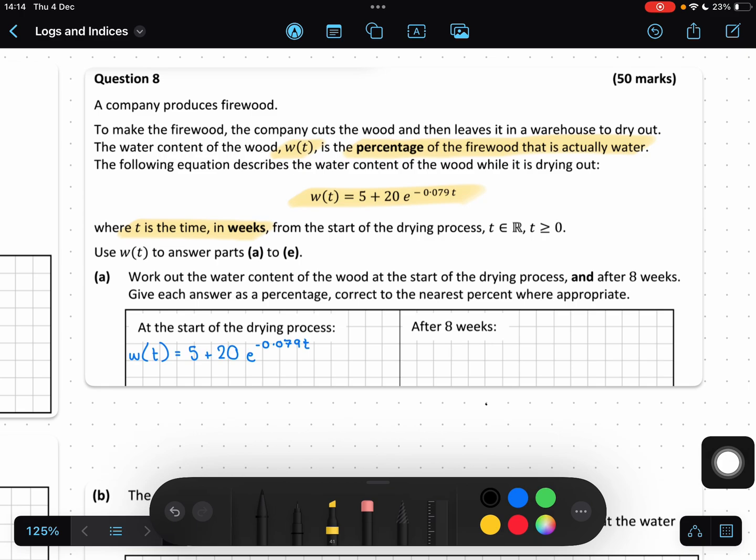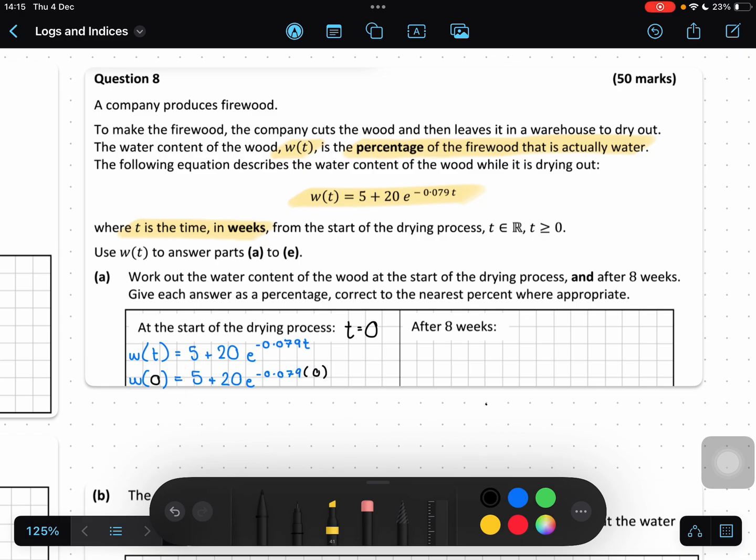So what time is it at the very start? Well, if you think about the very start of a stopwatch, it's literally at 0. So at the very, very start, t is going to be 0. So I'm going to fill in t as 0, so that I get 5 plus 20 e to the power of minus 0.079 times 0.